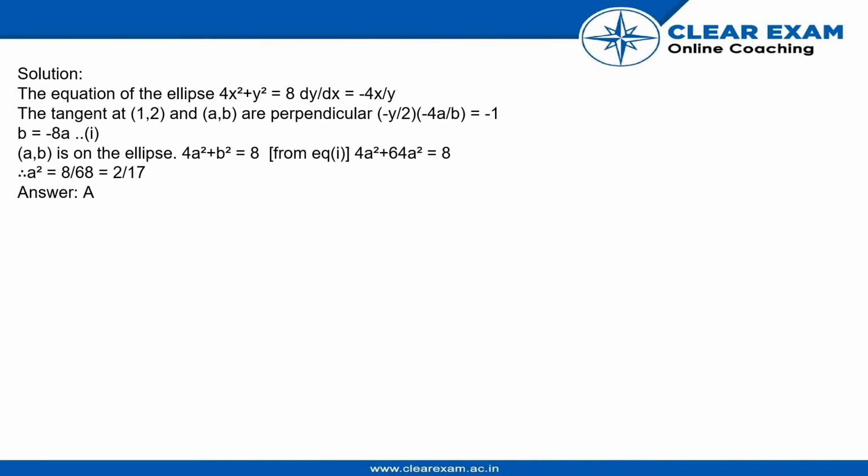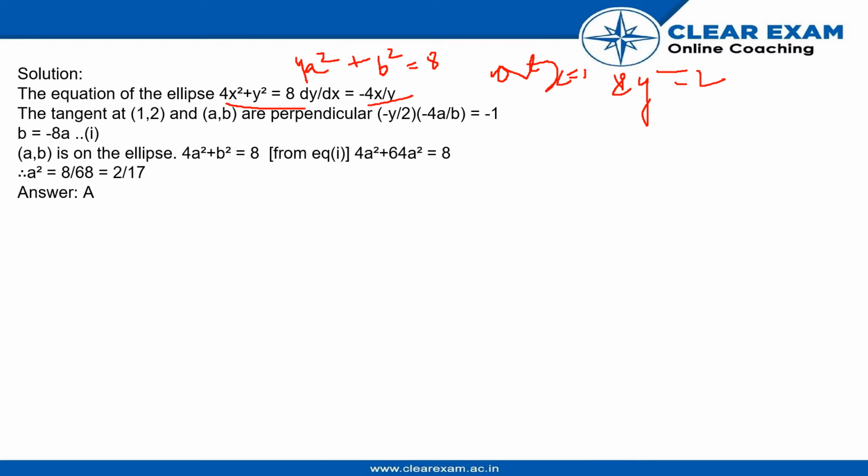So the solution is, as we have given the equation of the ellipse, that is 4x² + y² = 8, or we can write it as 4a² + b² = 8. But we have to find here dy/dx at x = 1 and y = 2. We have to find dy/dx. We will get the value −4x/y.